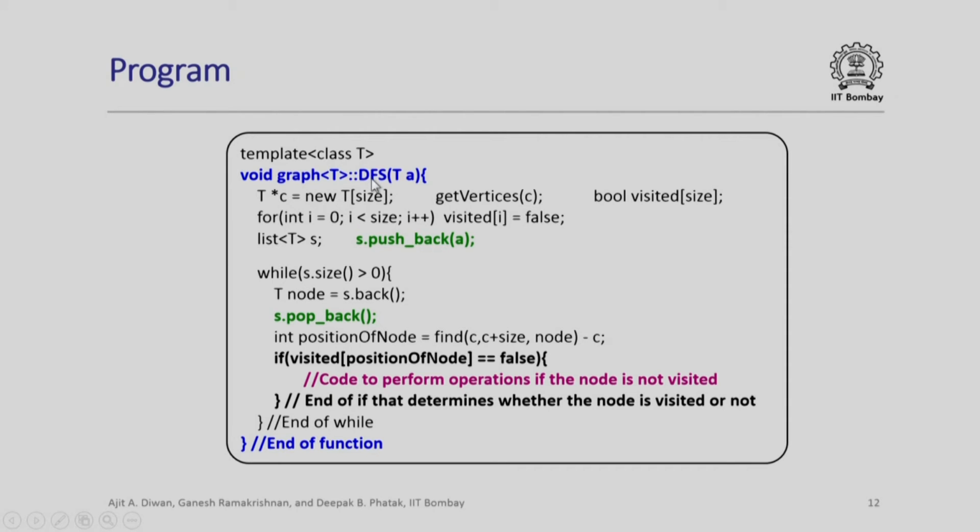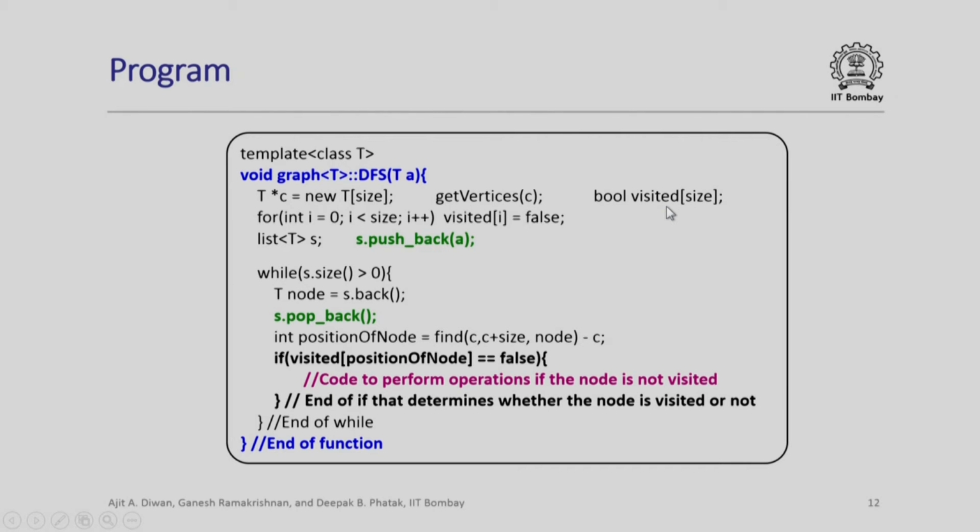This is the main depth first search function. Let us see what we are doing. We create a T class instance with this size that we have given, which we have got, that is the total number of nodes. We get vertices. Now we introduce a bool array called visited.